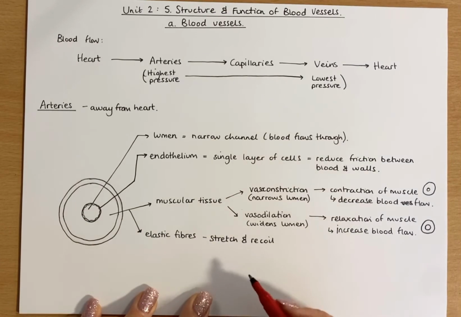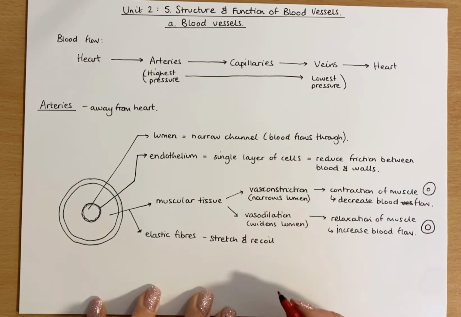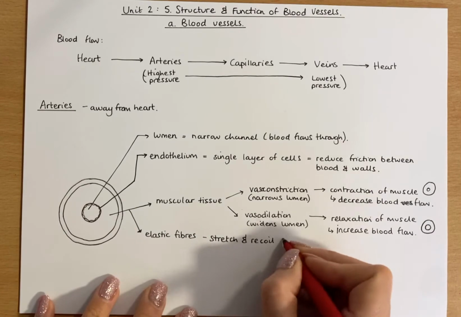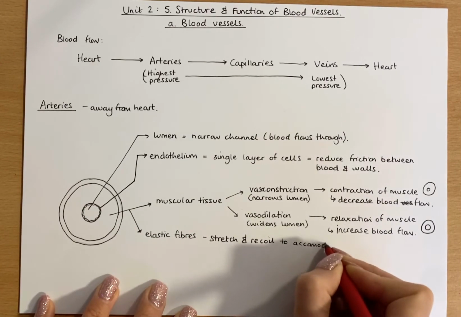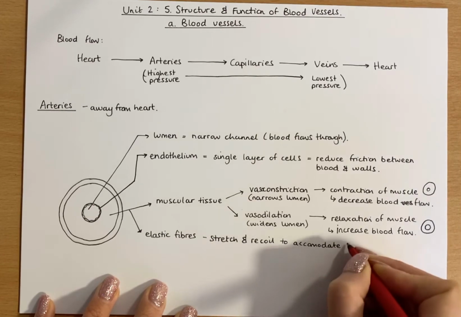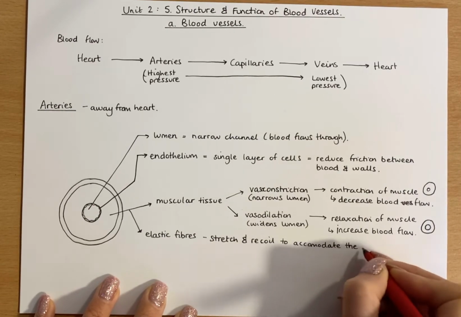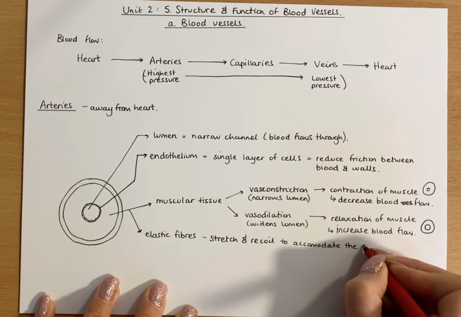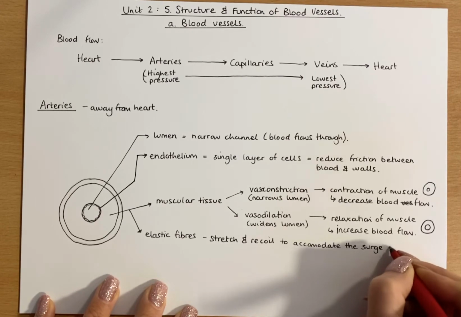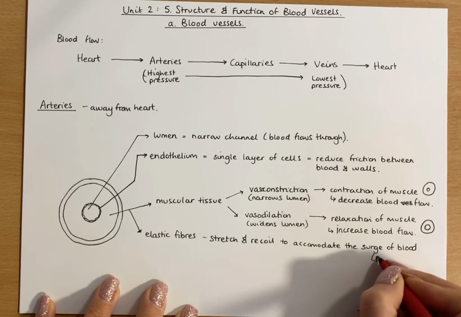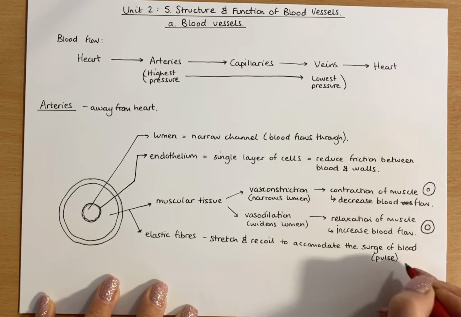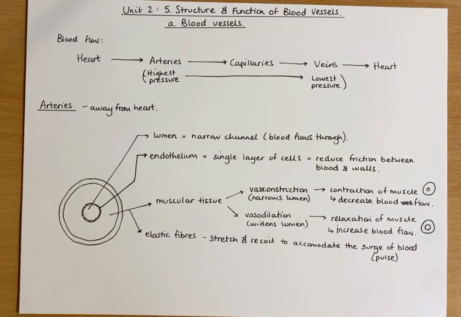And the reason the artery needs to stretch and recoil is because every time there's a surge of blood from the heart, it needs to be able to accommodate that. So elastic fibers stretch and recoil to accommodate the surge of blood from the heart, which is otherwise known as a pulse. So that accommodates that pulse when that blood is forced out of the heart.